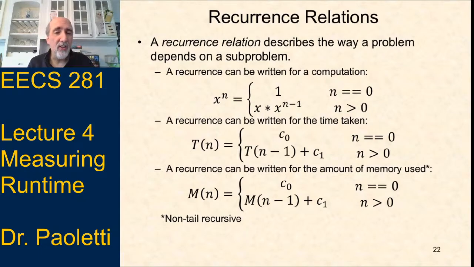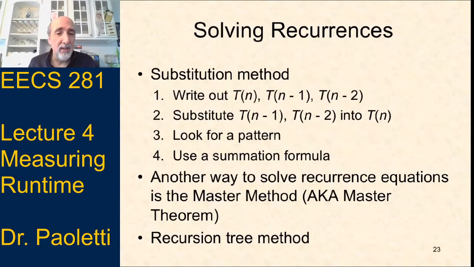We could also write recurrence relationships for non-tail recursive amounts of memory. Usually the memory is pretty easy to see. We usually don't need a recurrence relationship for the memory. So we've got a recurrence relationship for the time. How do we solve it? Well, we're going to look at one way to solve it today. We're going to look at another way to solve it tomorrow.